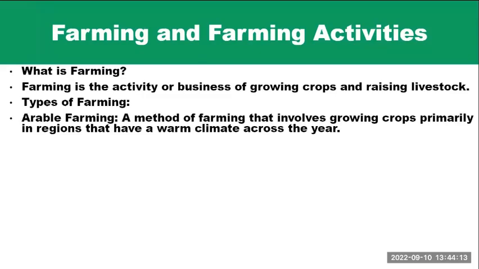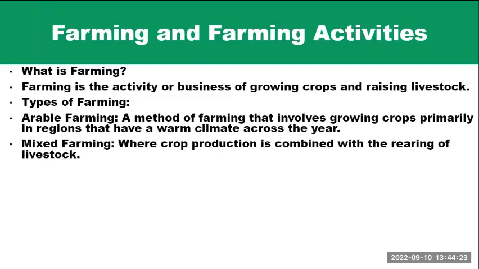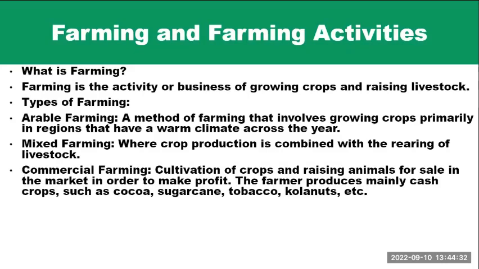Arable farming is a method of farming that involves growing crops primarily in regions that have a warm climate across the year. That is arable farming. You have mixed farming, where crop production is combined with the rearing of livestock. That's why it's mixed. You cultivate crops and you also rear animals.